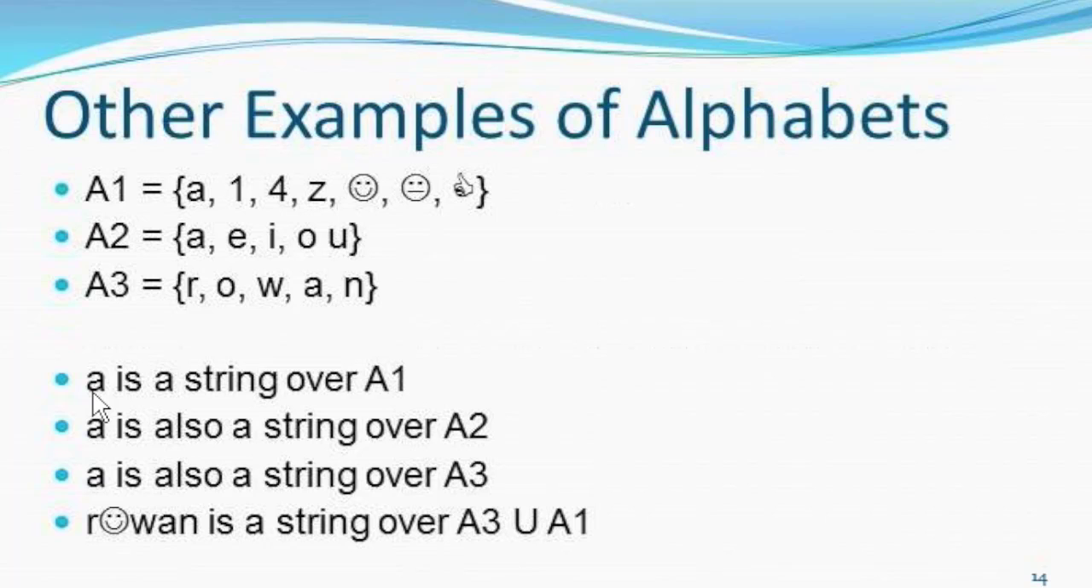So if we just have the string a, that happens to be a string over the alphabet A1. It's also a string over the alphabet A2. It's also a string over the alphabet A3. But if we look at this other string, that's a string over the alphabet A3 unioned with A1. Is A3 unioned with A1 an alphabet? Well, what's an alphabet? An alphabet is a finite set of symbols. A3 unioned with A1 is a finite set of symbols, so this is a perfectly valid alphabet, and it's a string over our alphabet.